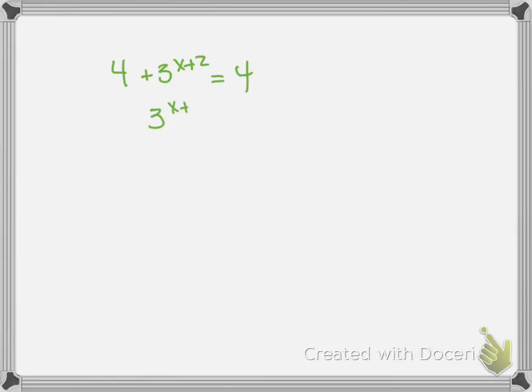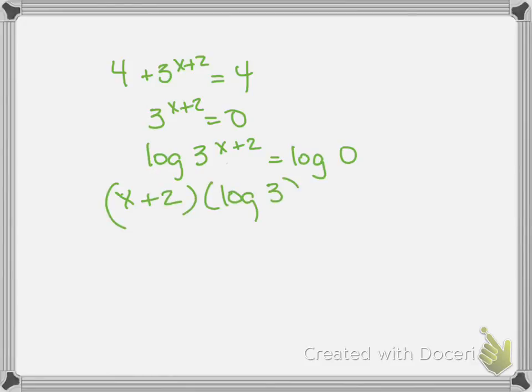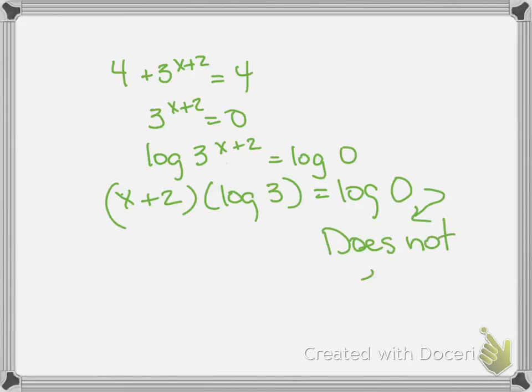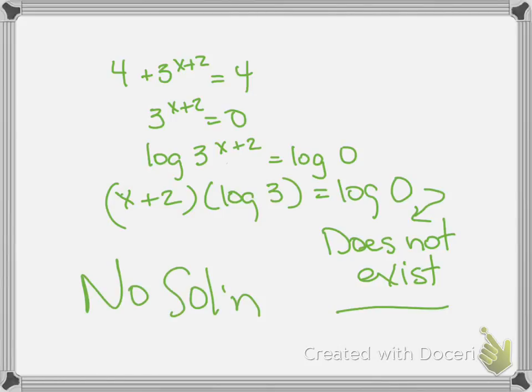Here's another one. 4 plus 3 to the x plus 2 is equal to 4. Now let me ask you something. Is there a number that I could raise 10 to get 0? There is not. So this particular log does not exist. So there is no solution. There is no number that I can raise 10 to get 0. I could raise 10 to a number and get pretty stinking close to 0, right? 10 to the 1 over a million would get me close to 0, but it's not 0, so it doesn't count.